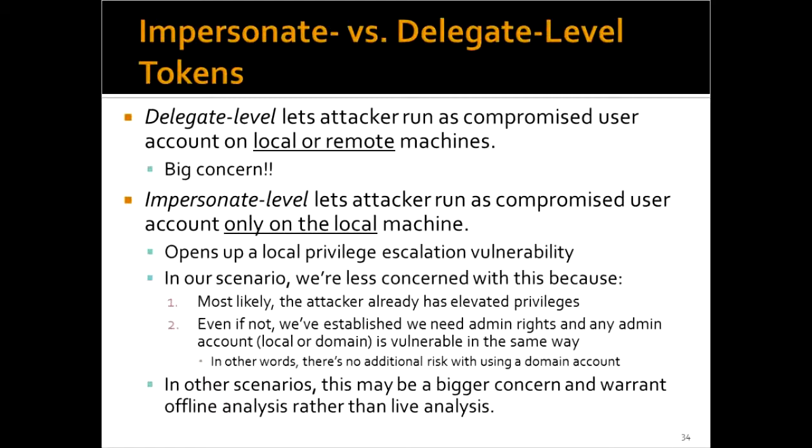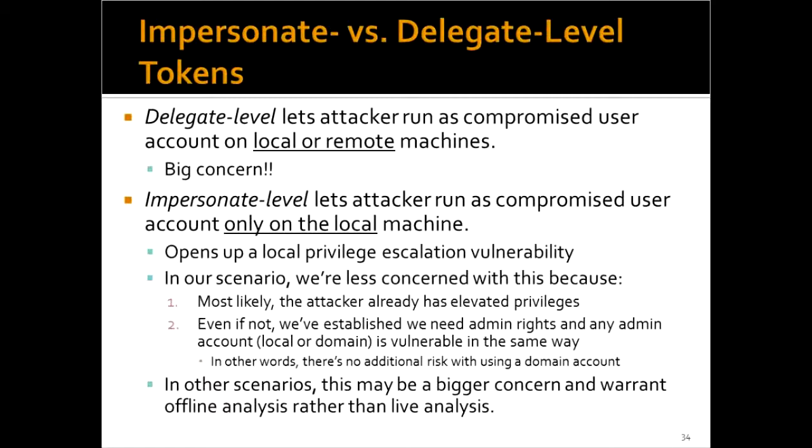Now, the impersonate-level token is more for a standard connection to, say, an SMB server, where I need to connect to the remote system, and that remote system needs to impersonate me for a short period of time so that it knows what I can get access to, but there's no need for it to then authenticate to another remote system.